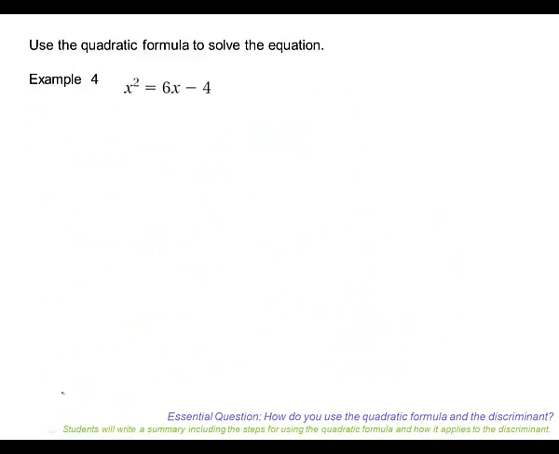Let's see. This one here, what's different about this one? It's not equal to 0. Okay, so I got to get it equal to 0. I'm going to choose not to put a negative lead on there, so I'm going to move both of these guys to the other side. So how am I going to move the 6? Good. And how are we going to move the 4? All right. Everybody from there, I want you to try it. So everybody's going to try example 4 on their own.